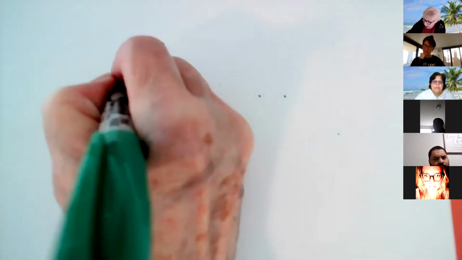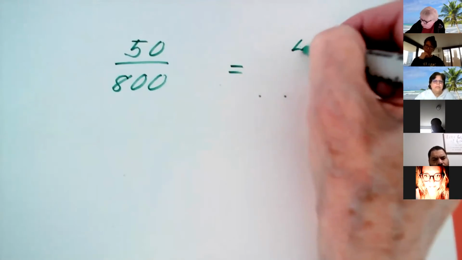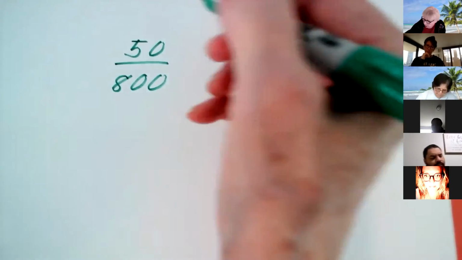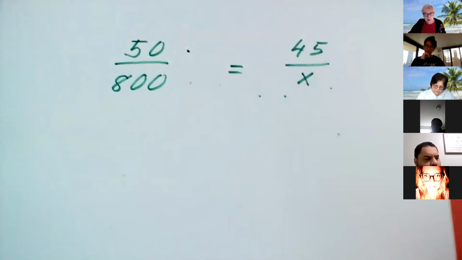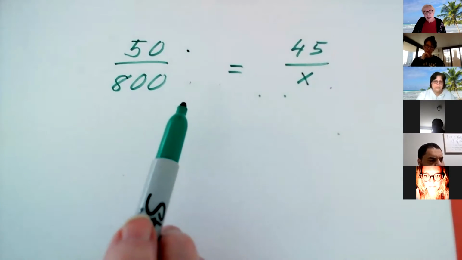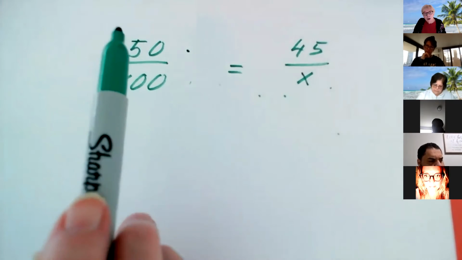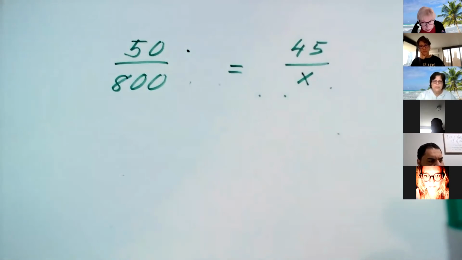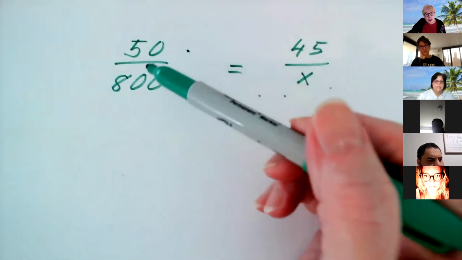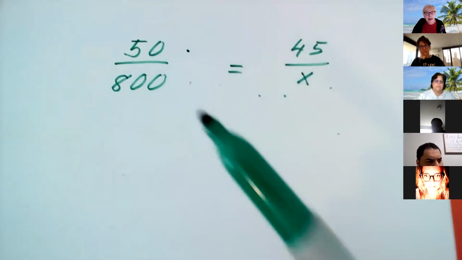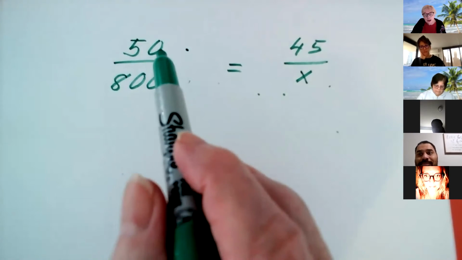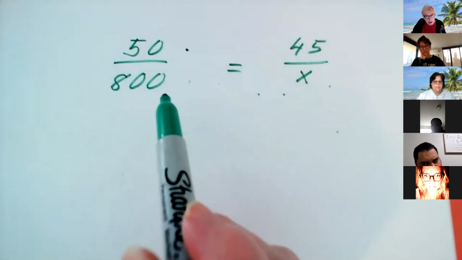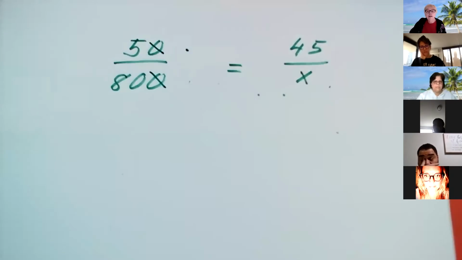50 eggs, 800, 45X. So these were eggs. This was eggs and that was eggs. This was marketable and that was marketable. Although you can't cancel anywhere you like, this 50 over 800 can be reduced. And I probably shouldn't show you that, but it can be done. So there's nothing holding you back from reducing this original fraction. In other words, I could have done that.